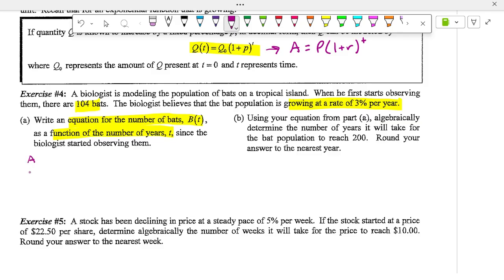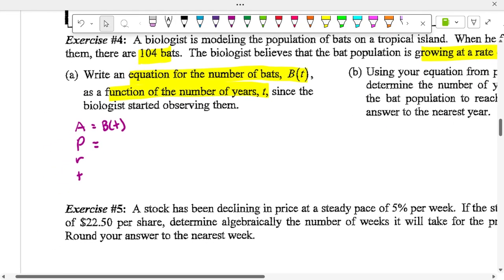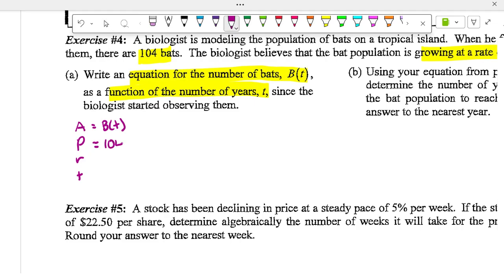So, remember, always start by figuring out what your variables are. So, A in this case is going to be B of t. What is P? 104. Remember, P stands for principal, which is just our starting amount. What's my rate? 3%. But remember, I want it as a decimal. So what is this? 0.03. And we don't know what t is, so I'm going to leave it as t.